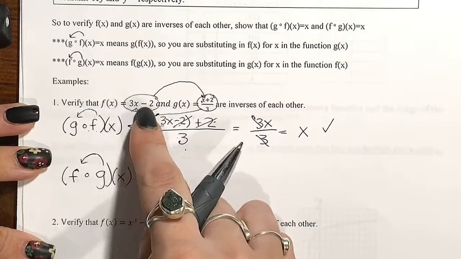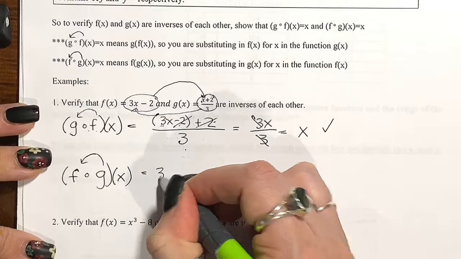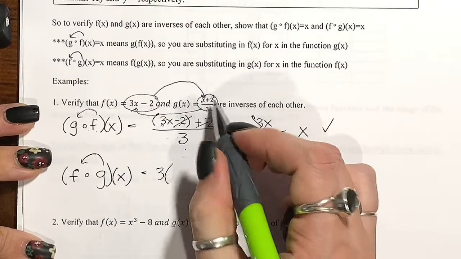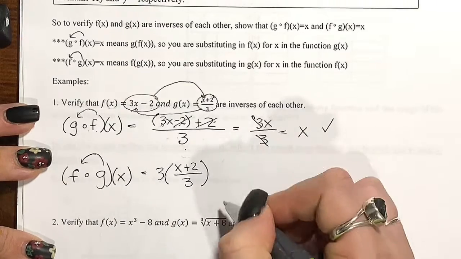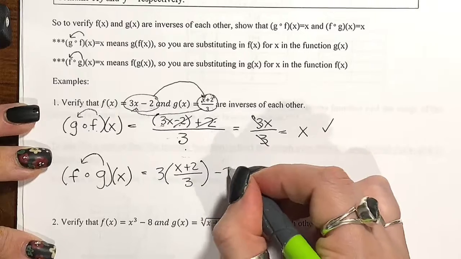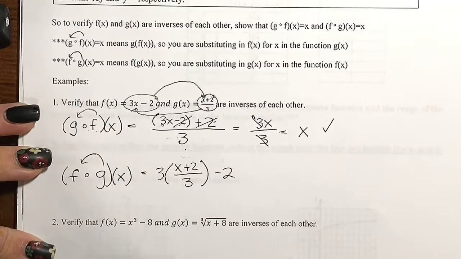So I'm going to take this equation, but instead of x, I'm putting this whole fraction in. So we're going to have 3, and then instead of x, I'm typing in this whole x plus 2 over 3 fraction, and then we have that minus 2 on the back. So again, this whole thing is just getting replaced by the g function.